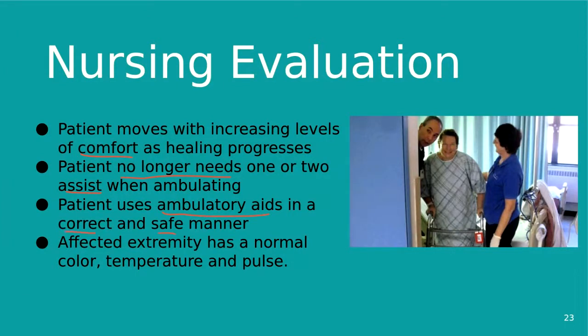So if they don't use it correctly, they may end up falling again and hurting themselves even more, because it's providing this false safety, or they may become relaxed when they're using it, and they may rely on it too much. And if they're using it wrong, they're going to end up falling and hurting themselves more. So it's important that we evaluate how they're using the ambulatory aid, if they're using it correctly, and if it's a cane, if they're using it on the right side.